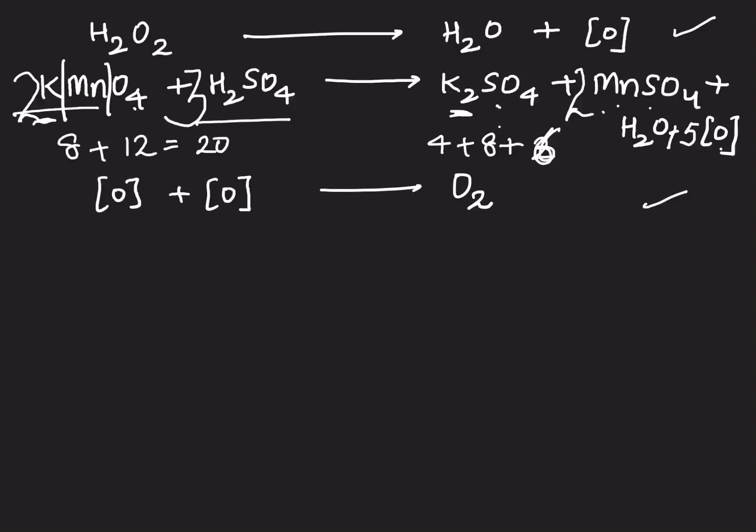Let's check out hydrogen. Is it balanced or not? 3 times 2, 6. 3 times 2, 6. Right? Now let's check out the oxygen. I think we did make a mistake over here in the totaling, didn't we? Let's check again. 4 times 2, 8 plus 3 plus 5. How many oxygen over here?